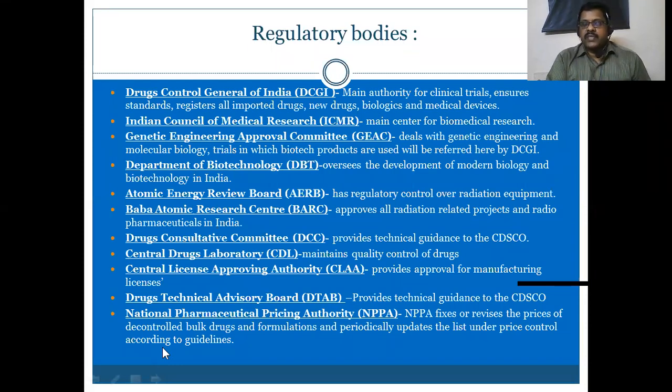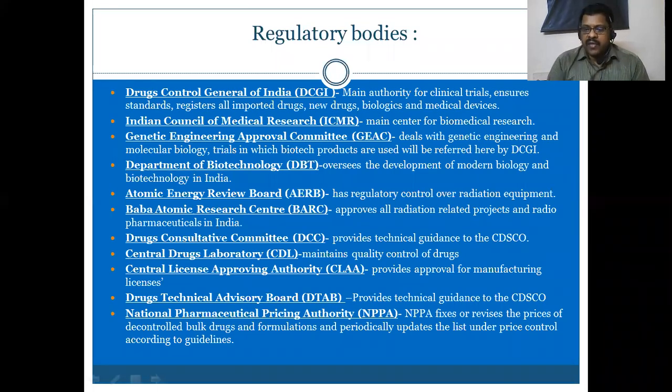The Department of Biotechnology, we have seen, comes under ICMR. This DBT oversees the development of modern biology and biotechnology in India. So biotechnology products should be approved by DBT, a separate department. The Atomic Energy Regulatory Board, AERB, because we have radiopharmaceuticals, this division also regulates some inventions related to atomic energy and has regulatory control over radiation equipment. Bhabha Atomic Research Centre approves all radiation related projects and radiopharmaceuticals in India.